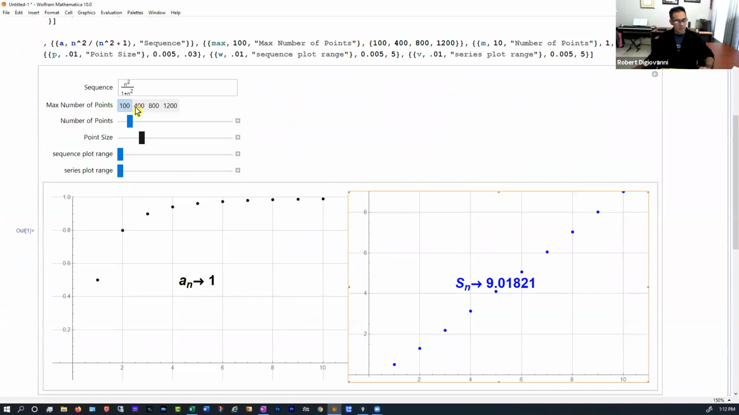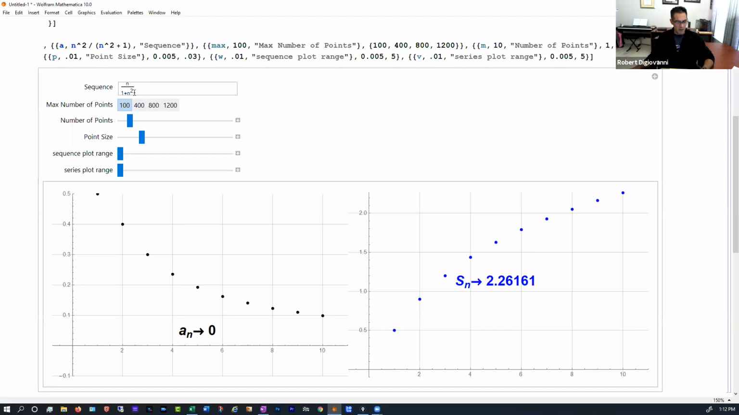All right, so let's have a look at what this sequence does and what the series does.